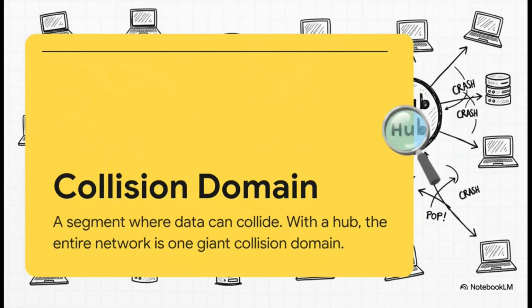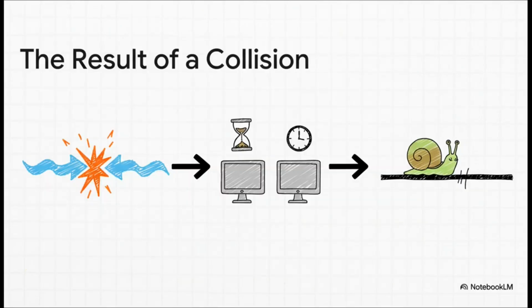And this brings us to a really key technical term, the collision domain. You see, with a hub, because everyone is sharing that exact same party line, the entire network is just one giant collision domain. Any two devices can cause a collision at any time. And the result of a collision is just frustrating. First, the data is destroyed. Then, both computers have to just stop what they're doing. They wait a random, tiny amount of time, and then they try to send their message again, just hoping that another collision doesn't happen. The more devices you add to the hub, the more collisions you get, and the whole network just grinds to a painfully slow crawl.